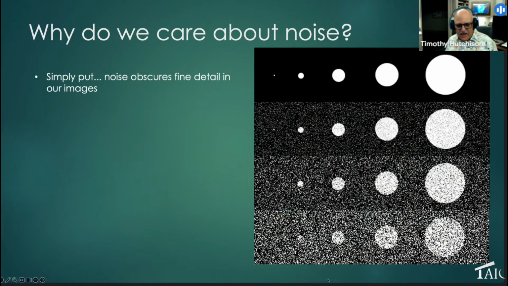Even if we had this image at the bottom and we did some noise reduction, we would never recover this detail that we have in the first image.